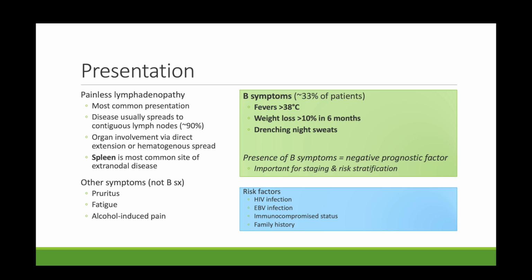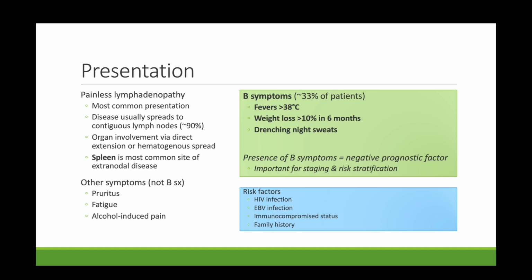When we're evaluating these patients, we always want to ask if they have presence of something called B symptoms. B symptoms are present in around 1/3 of patients, and presence of B symptoms is a negative prognostic factor, and it actually goes into our staging and risk stratification. So what are B symptoms? B symptoms are, there's three things. So fever greater than 38 degrees Celsius or 100.4 degrees Fahrenheit, weight loss of greater than 10% in 6 months, and drenching night sweats.